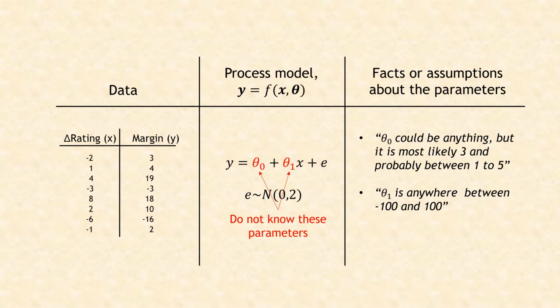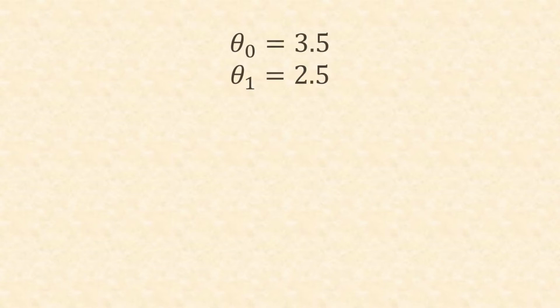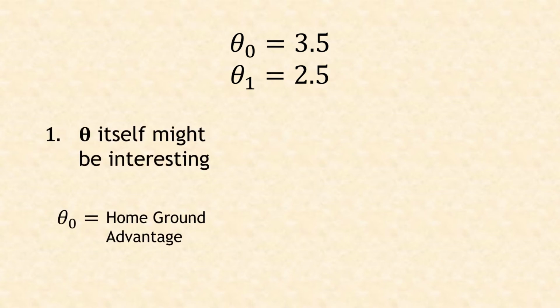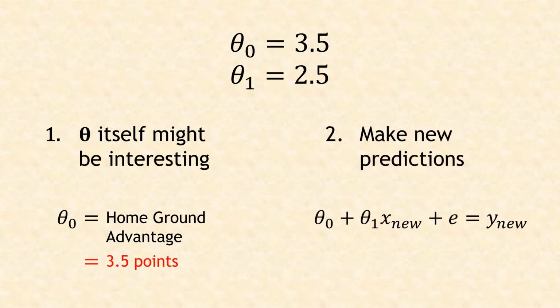But why do you want to know this? Well, let's now assume that you had figured out what θ0 and θ1 was from the data. Say θ0 was 3.5 and θ1 was 2.5. You can use this information to do two things. Firstly, theta itself might be something of interest. In this case, θ0 represents the average home ground advantage, 3.5 points. Secondly, if you know the thetas, then you can predict new y's if you have new x's.